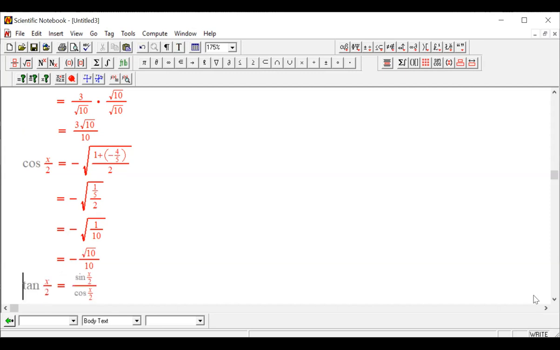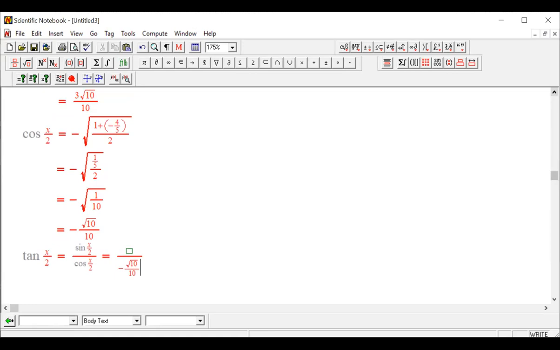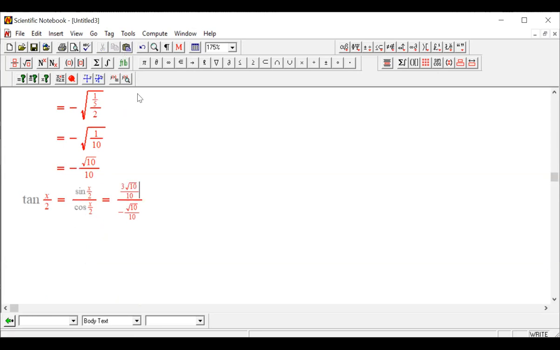And last but not least, we're going to plug in numbers. Cosine half angle in the bottom, sine half angle on the top. But this time our tangent is going to be negative. So in the end, we get -3, finished.